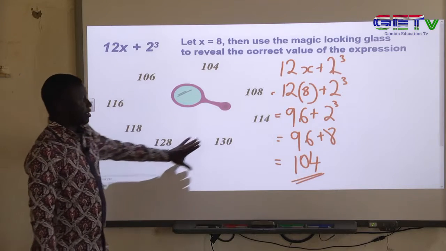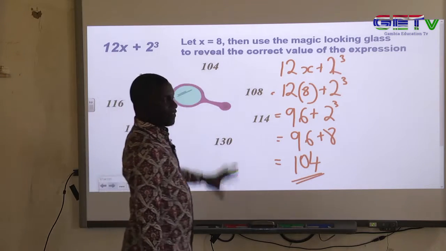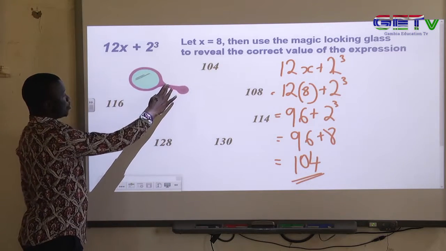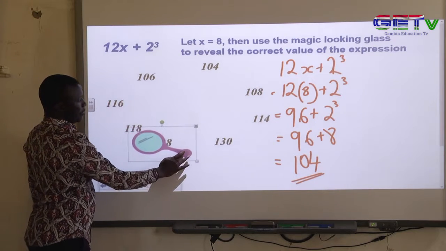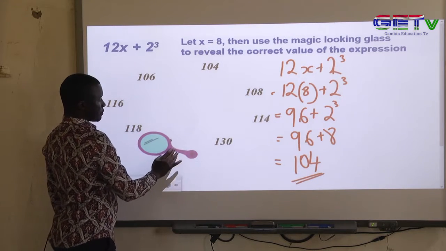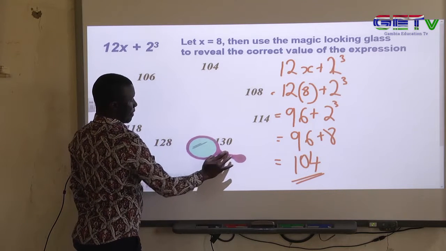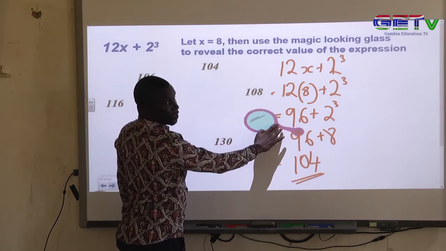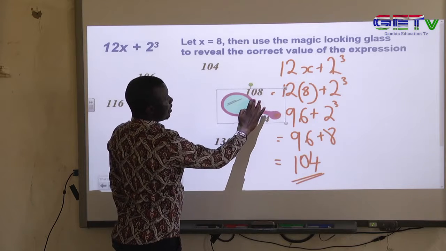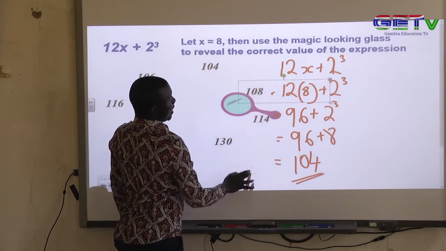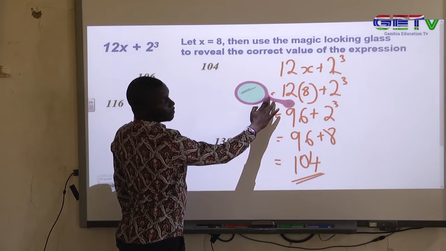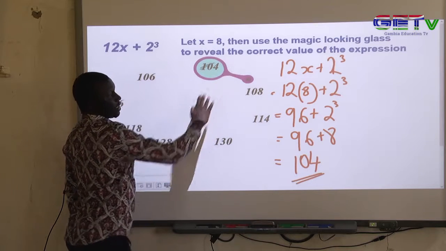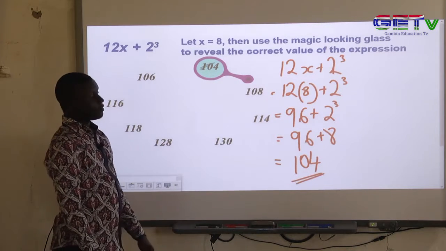Just as we previously did with the green box, we also have the magic lens here. It's fun making use of the magic lens. 106, it doesn't show. 116, it doesn't show. 118, 128. Let's still keep moving. 130, 114. Have we seen anything? Across 108, did we see anything? 104, and we have seen our answer through the magic looking glass, which tells us that this is our answer.